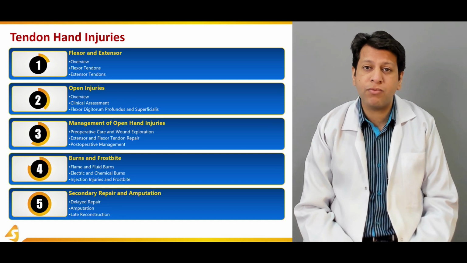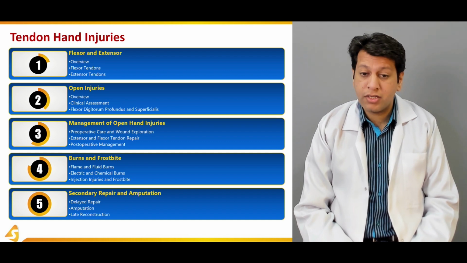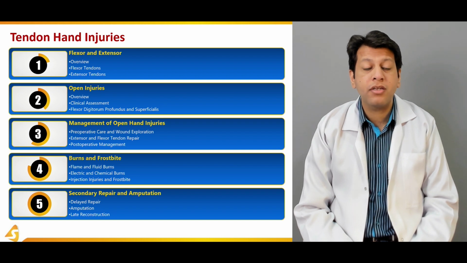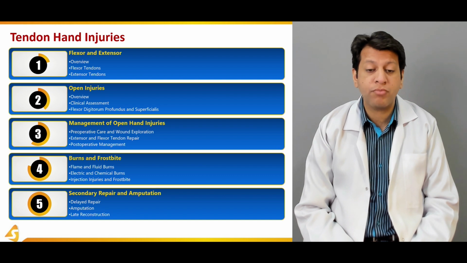In the second, we'll be discussing more of the open injuries, which are mainly due to lacerating wounds and trauma injuries. We'll be discussing its overview, its clinical assessment, and then briefly discussing the anatomy of FDP and FDS, that is flexor digitorum superficialis and flexor digitorum profundus.